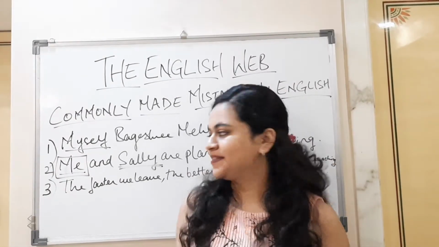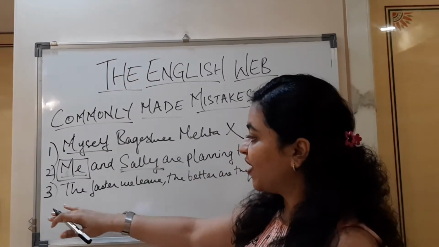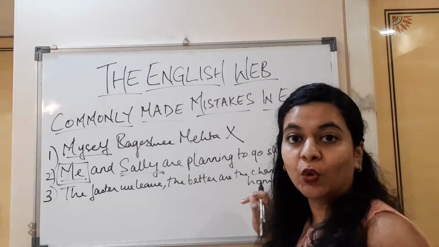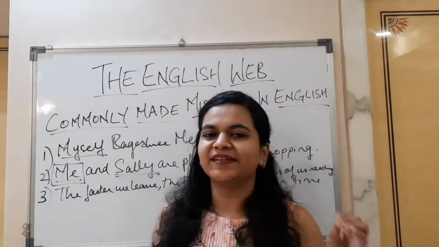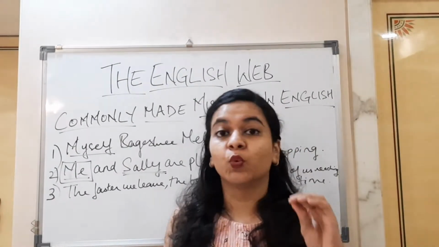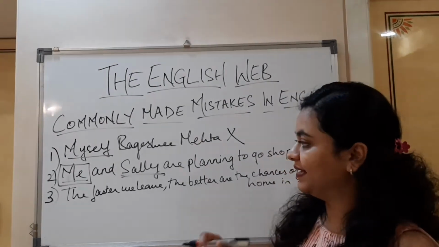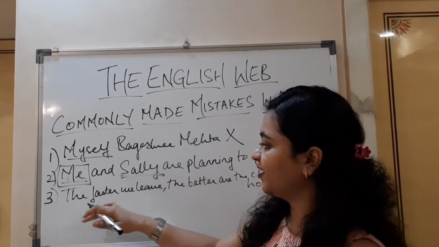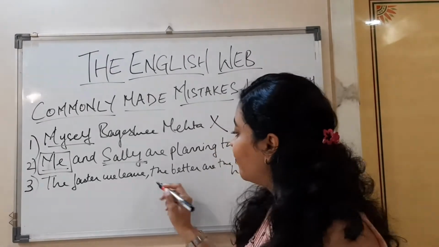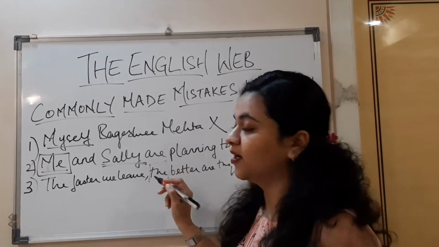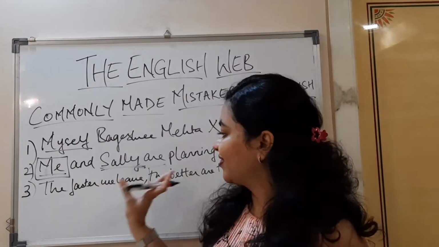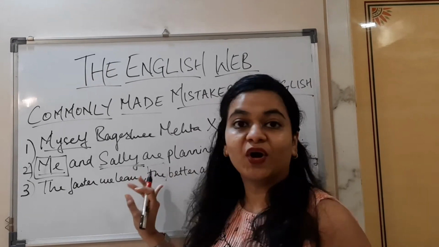The third sentence is this. The faster we leave, the better are the chances of us reaching home in time. Now, can you guess what we go wrong with usually? This sentence is fine, but what we usually make a mistake with is we say something like the faster we leave, better are the chances of us reaching home in time. We forget the article the. The is equally important. You cannot make the sentence correct without using the.